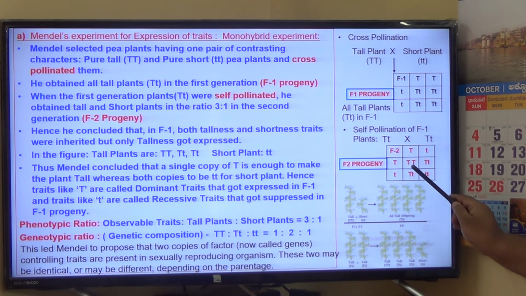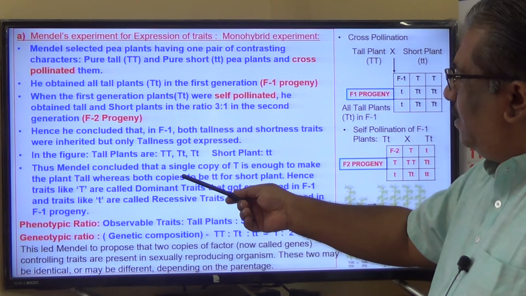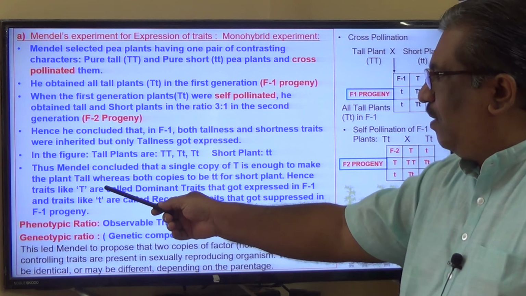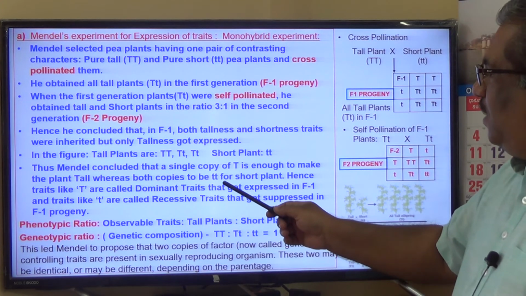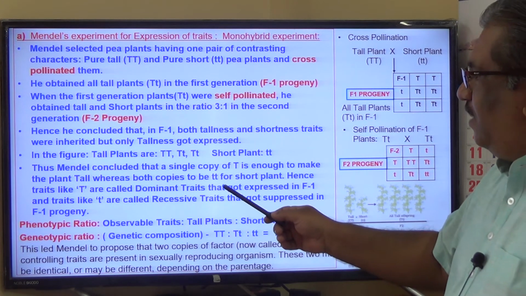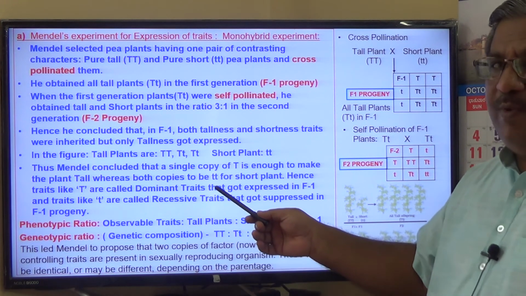See here, of course this is a tall plant, and here it is a tall plant, here it is a tall plant, whereas for a plant to be shorter, both small t and small t should be present. That means, from this experiment, Mendel concluded that a single copy of capital T is enough to make the plant tall, whereas both copies must be small t for a short plant. That means for a short plant, both the alleles should be identical, only small t.